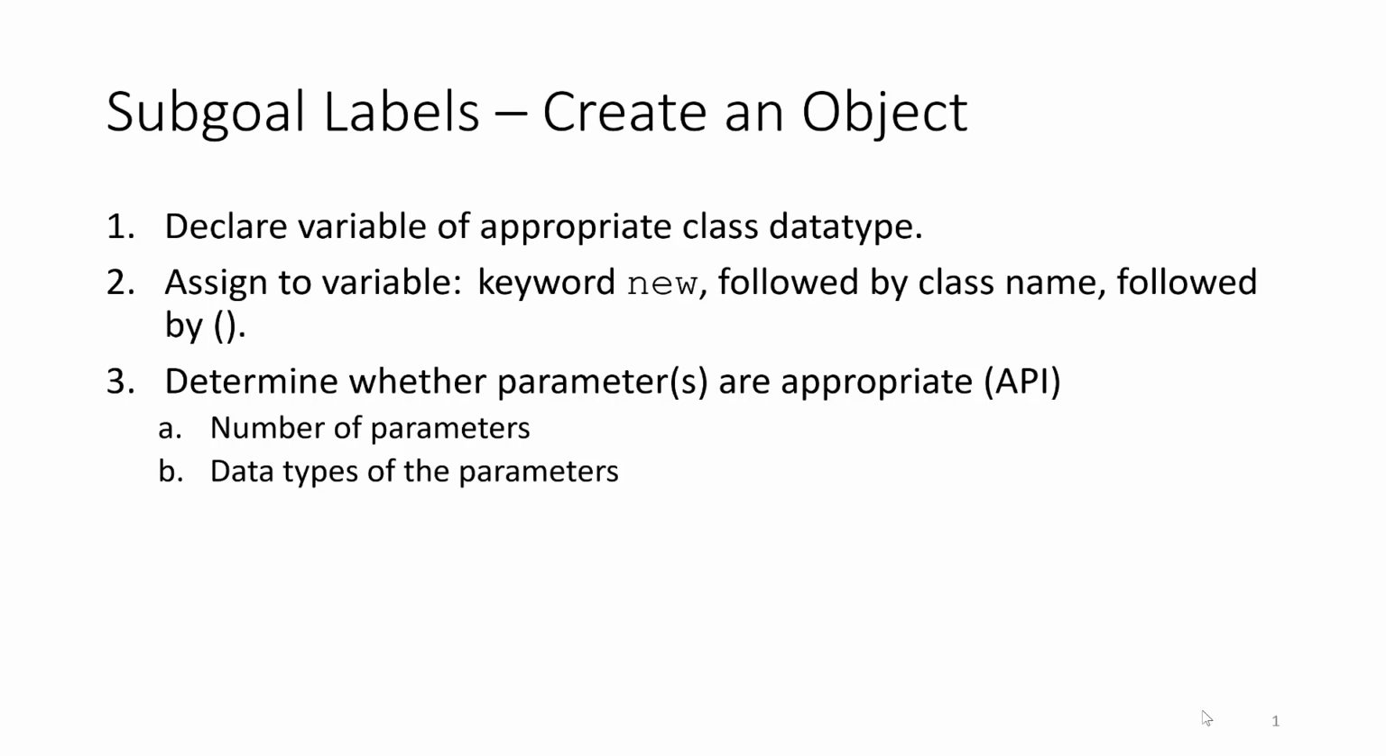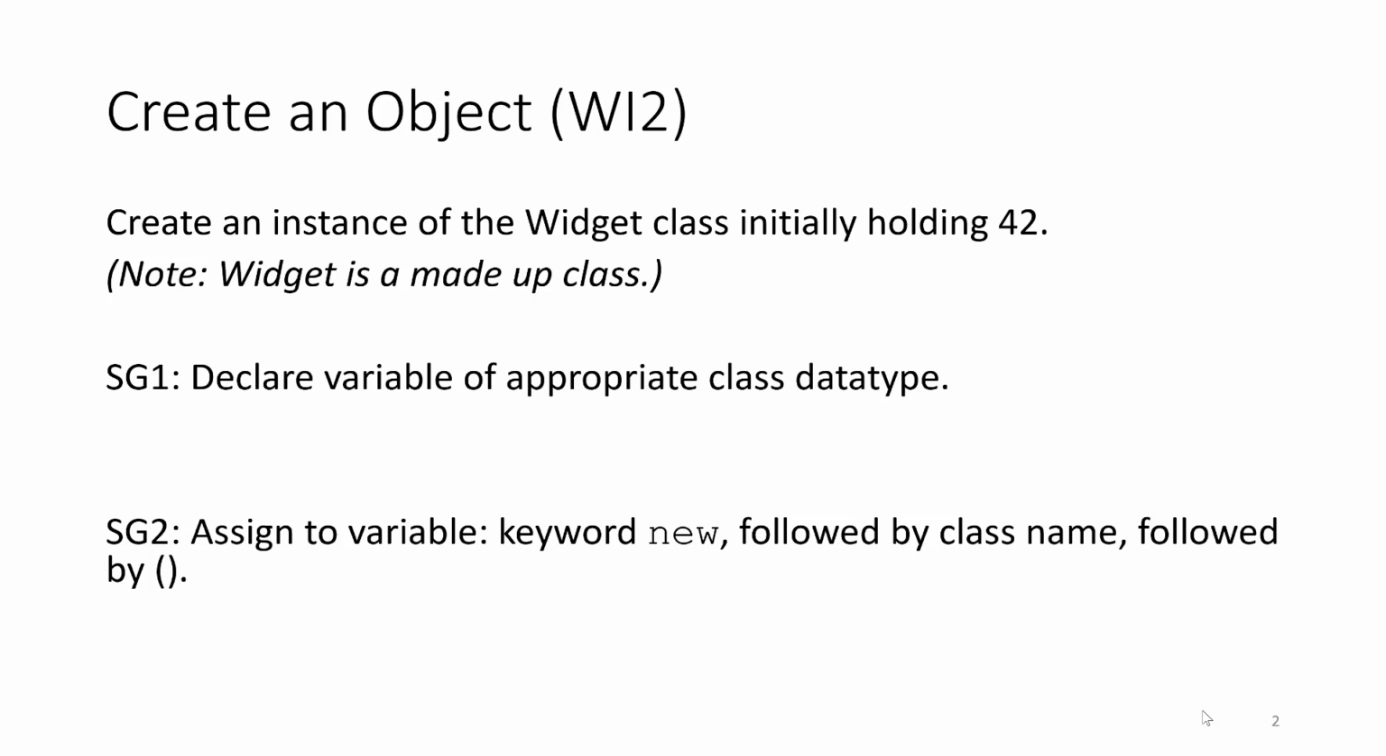The final worked example for creating objects in Java with subgoal labels. Here are the subgoal labels for creating an object. In this worked example, we want to create an object of the Widget class that will initially hold 42. Note that Widget is a made-up class and you will not find it in the Java implementation.